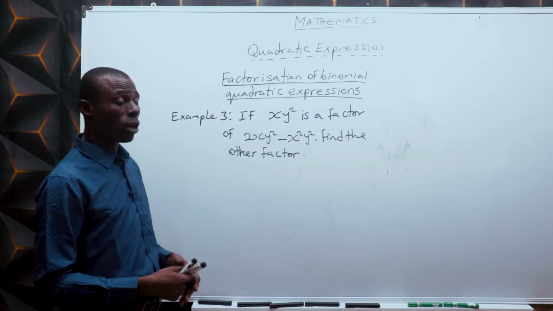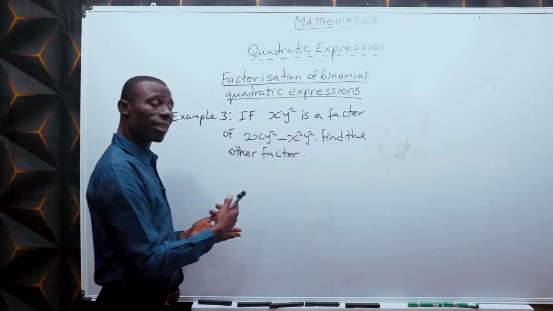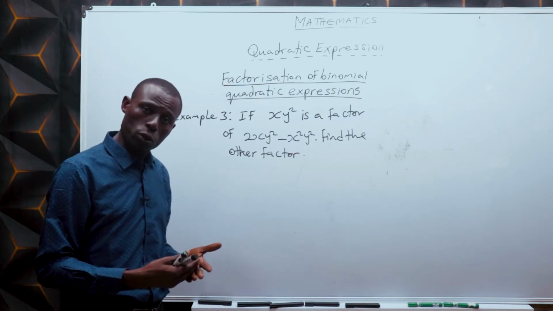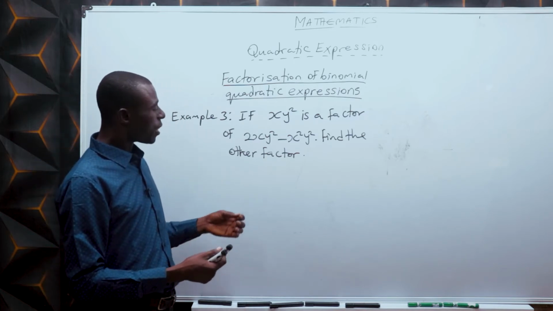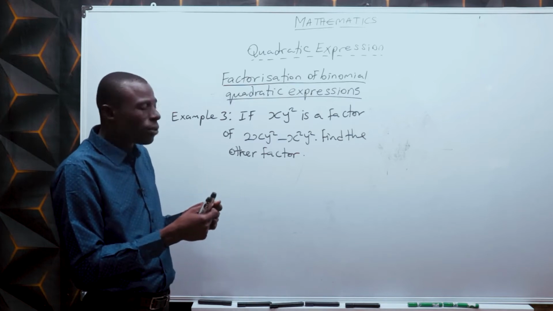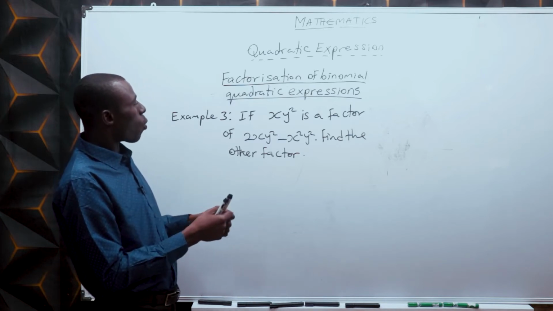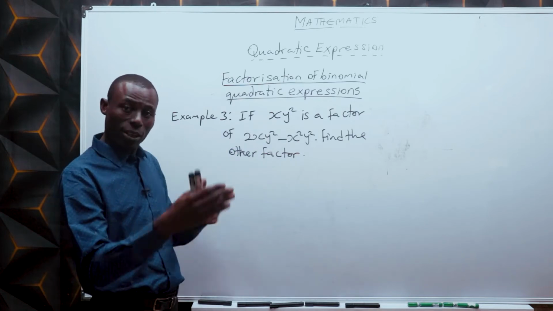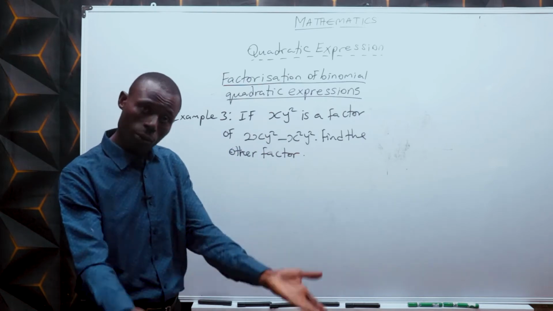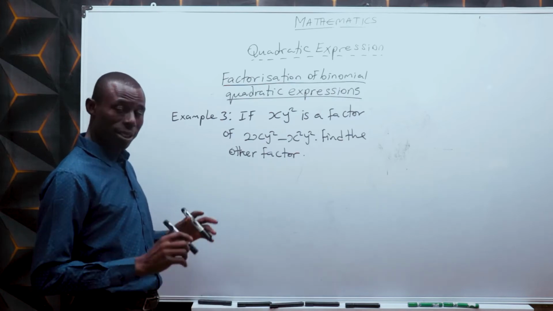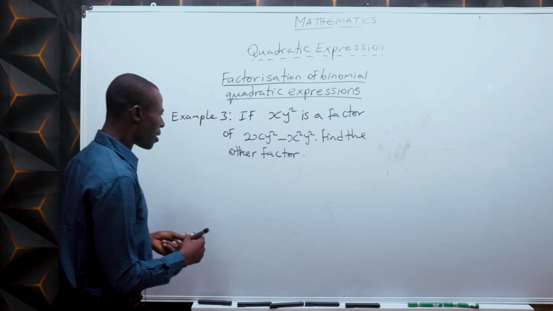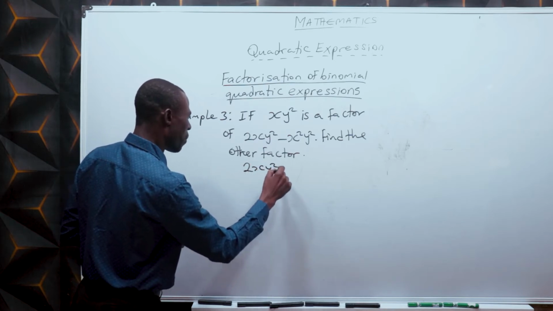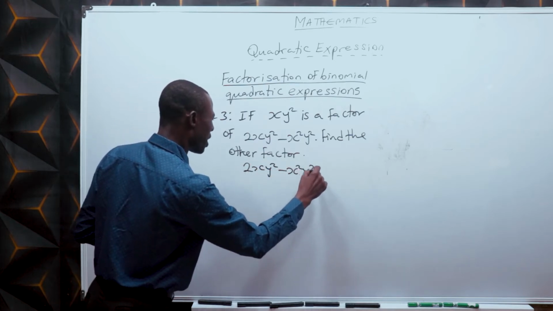In short, you are just to factorize the expression given to you. And by the time you factorize the expression given to you, definitely of the two factors you will have, one of them would have been xy square. And the other one is what you are asked to find. Can you see it is as simple as anything? So let's factorize 2xy square minus x square y square.